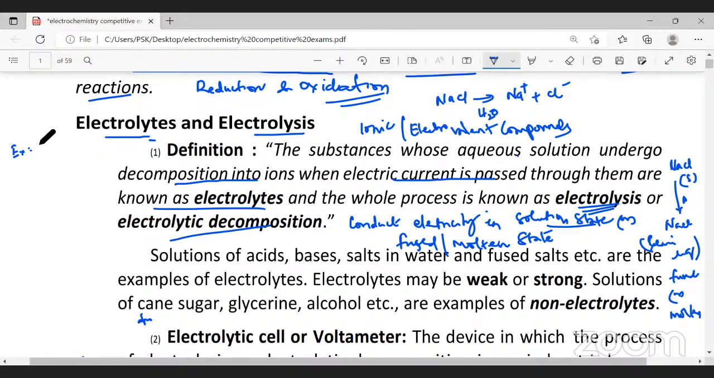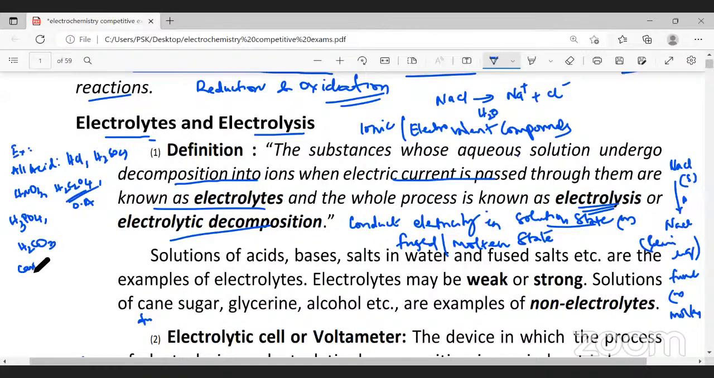Example for an electrolyte: all acids are examples for electrolyte. When we say all acids, HCl, H2SO4, HNO3, nitric acid, H2C2O4. What is H2C2O4? Anybody? What is H3PO4? Phosphoric acid. What is H2C2O4? H2C2O4 is oxalic acid. What is H2CO3? It's called carbonic acid.